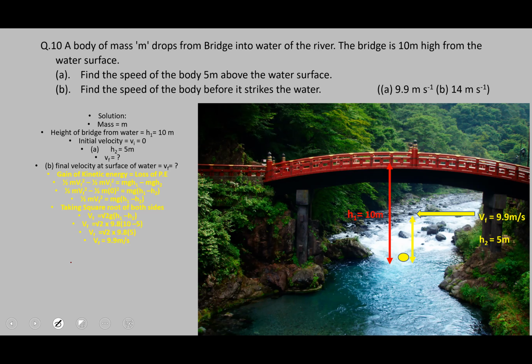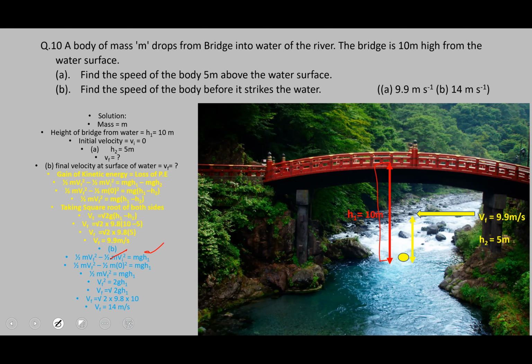Now, if the body is about to reach the surface of the water, which is down below, right over here, we have to calculate the velocity at this position as well. In this case, the initial velocity is again taken as 0 because we are considering it from here. The final height becomes 0 at that point, but the initial height was taken as 10 meters. So h1 will be 10, but h2 will be equal to 0. The initial velocity is also 0, so we cancel out this term.